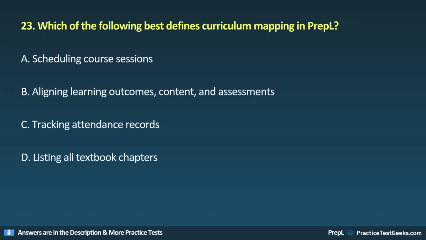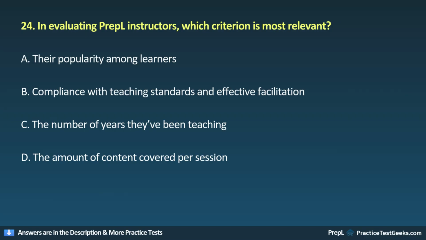23. Which of the following best defines curriculum mapping in PrepL? A. Scheduling course sessions. B. Aligning learning outcomes, content, and assessments. C. Tracking attendance records. D. Listing all textbook chapters. 24. In evaluating PrepL instructors, which criterion is most relevant? A. Their popularity among learners. B. Compliance with teaching standards and effective facilitation. C. The number of years they've been teaching. D. The amount of content covered per session.